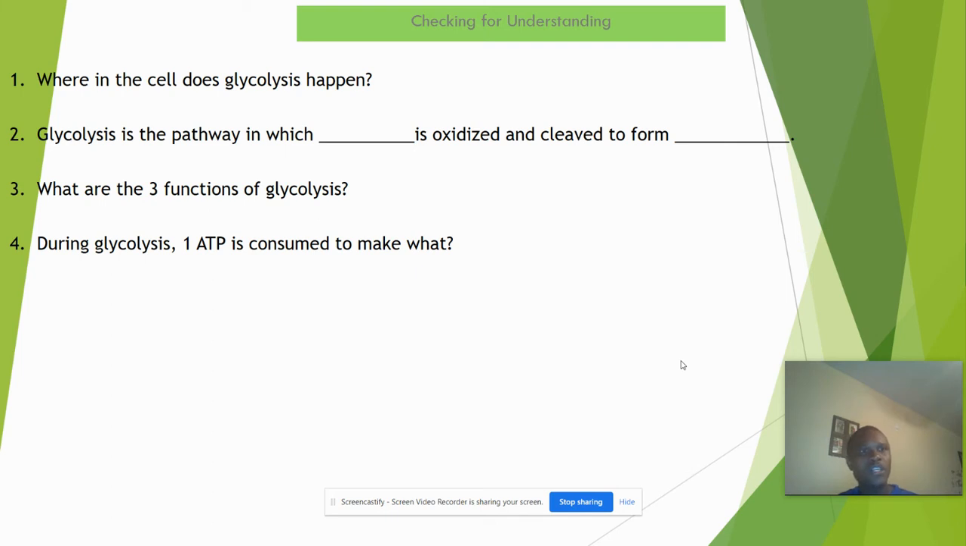So the first question is, where in the cell does glycolysis happen? Glycolysis is the pathway in which dash is oxidized and cleaved to form dash. What are the three functions of glycolysis? During glycolysis, one ATP is consumed to make what molecule? Again, you can pause, check for understanding, and we can always come back to that. Now, let's check.